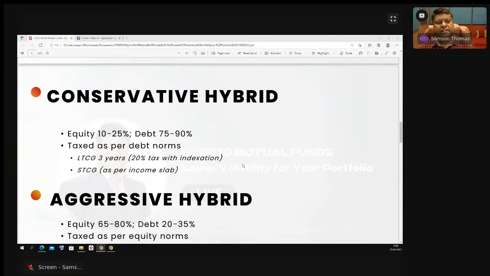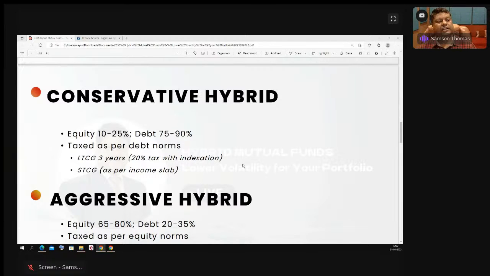Indexation means the cost of the purchase of the fund will be adjusted to the inflation level. So the income tax department comes out with figures on which you can adjust, right? So you increase the cost of purchase for inflation, and that is known as indexation. When you increase the cost of purchase, obviously the profit amount will come down, and so your tax will also come down. And so that is the benefit of indexation.